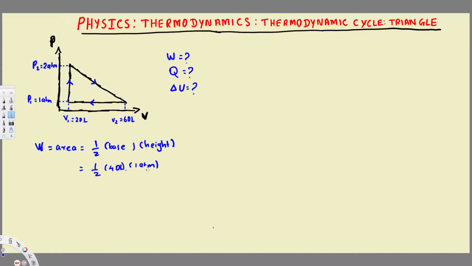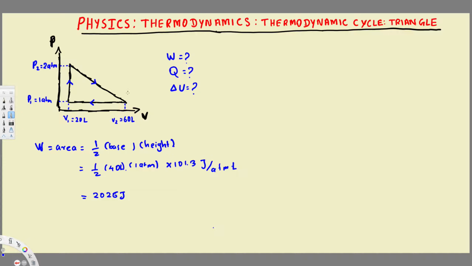Since this is in liters and this is in atm, we have to convert this into joules. To do that, we simply multiply this by 101.3 joules per atm liter. So this is the value we multiply whenever we have liters and atm. So that's how we do this, right? If you calculate this one, that's going to give you 2026 joules. This is our work. So what about delta U?